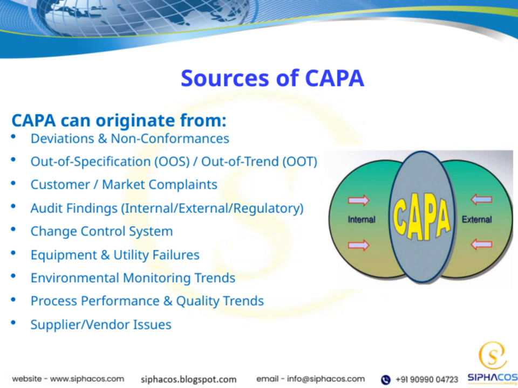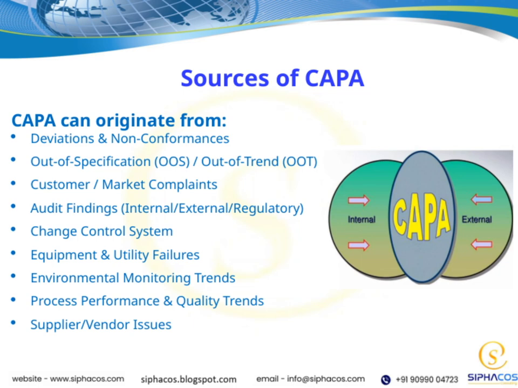Audit findings, whether internal, external, or regulatory, often uncover areas for improvement that require CAPA. Change control system issues can also trigger CAPA actions, especially when changes impact quality or compliance. Equipment and utility failures are another critical source, since equipment downtime or malfunctions can compromise product quality. Environmental monitoring trends help us identify shifts or increases in environmental contaminants that could affect our processes. Process performance and quality trends reveal ongoing issues or declines that need correction.